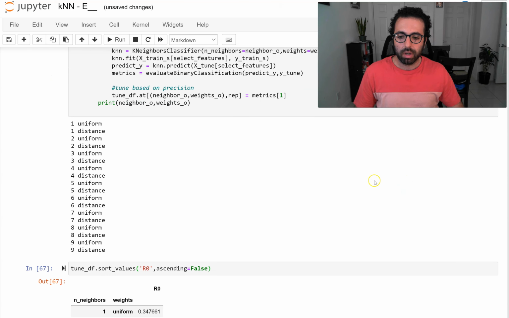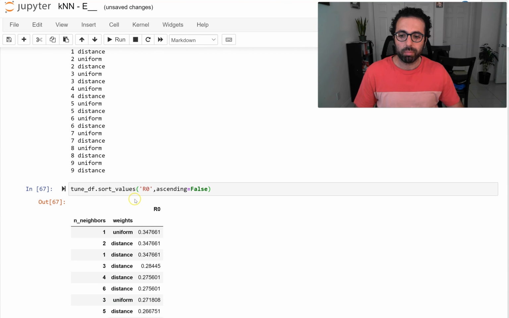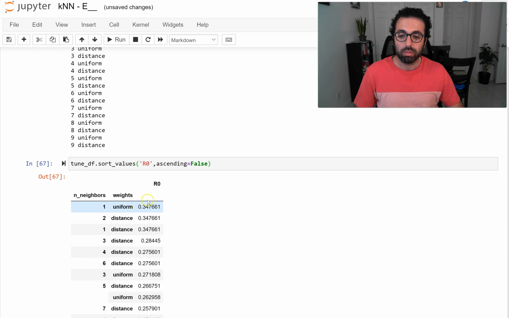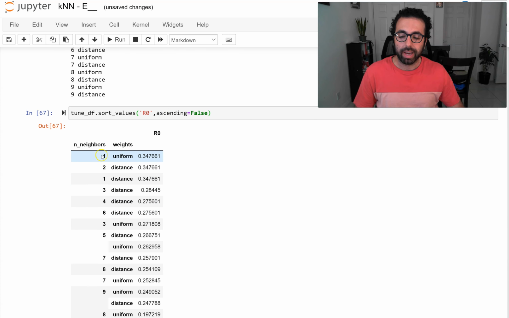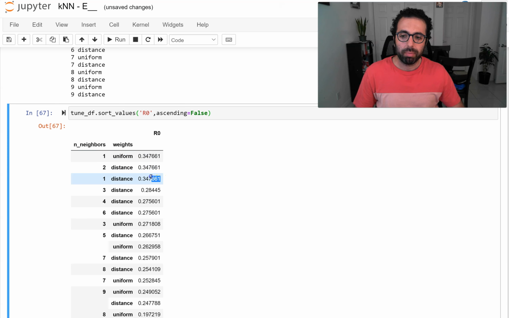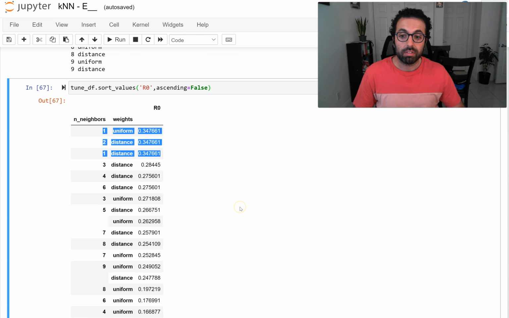Okay, now that this is done, we can sort the performances, which are recalls, in descending order. You can see that the number of neighbors 1 and the uniform weights lead to the best performance. But one thing that you want to pay attention to here is the fact that these three parameters, or combinations of parameters, are actually the same thing. Think about it for a minute before moving forward. That's why these are the same thing. These have the same performance.